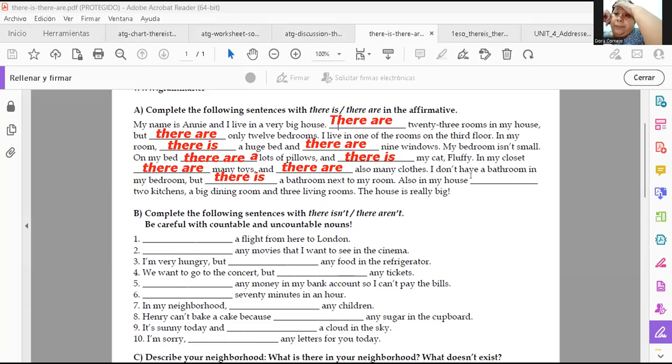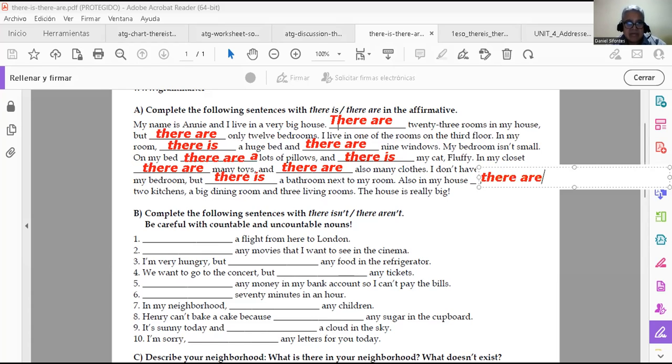All in my house, there are two kitchens, a big dining room and 3 living rooms. The house is really big. So did you notice that it's super easy to create a description, right? So now let's read the full paragraph together.